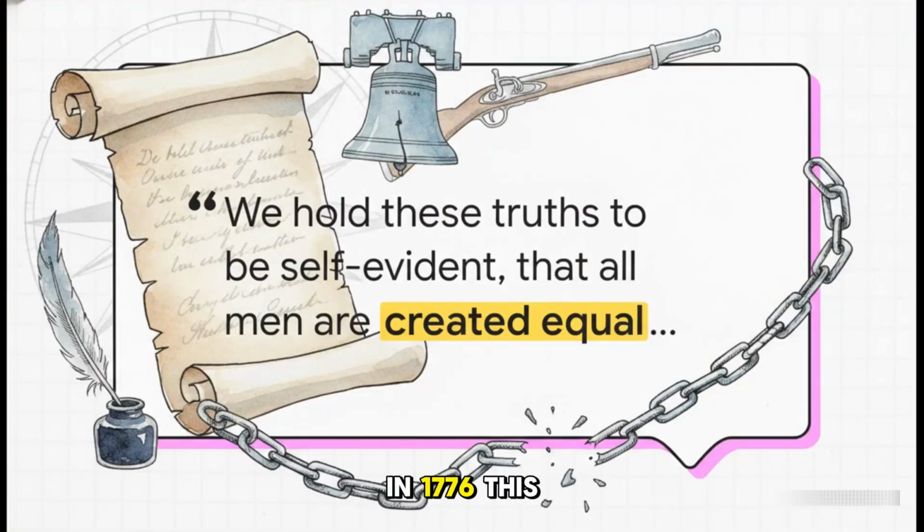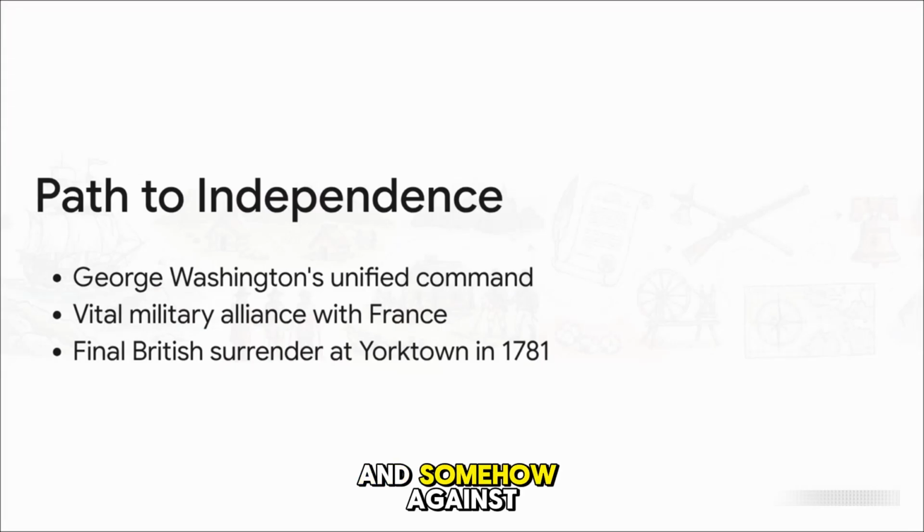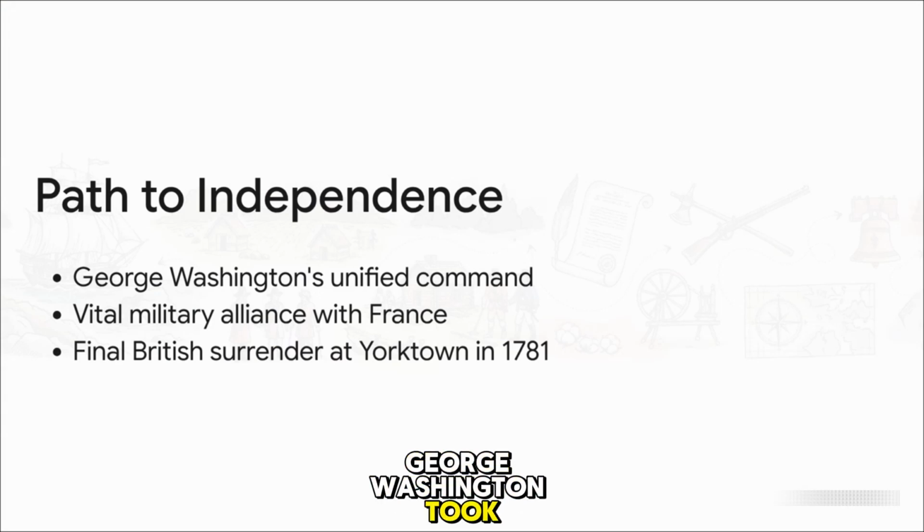Then, in 1776, this single document changed the whole game. It completely transformed a regional dispute over taxes into a radical revolution for fundamental human rights. They weren't just demanding better treatment from the king anymore, they were fighting for their very right to exist as a sovereign nation. And somehow, against the most powerful empire on earth, George Washington took a disjointed colonial militia and forged them into a unified fighting force.